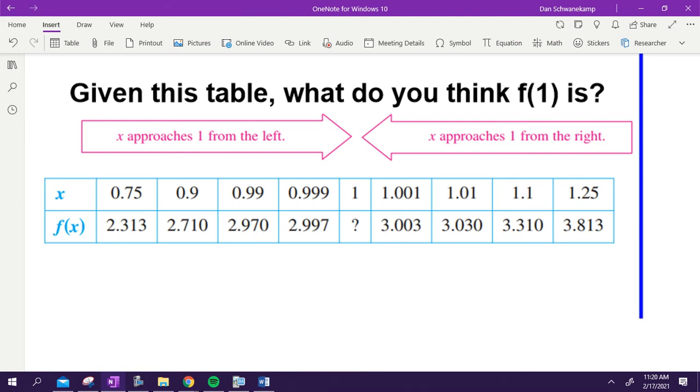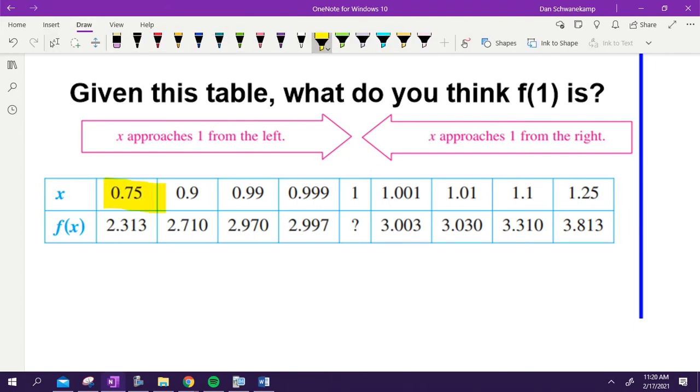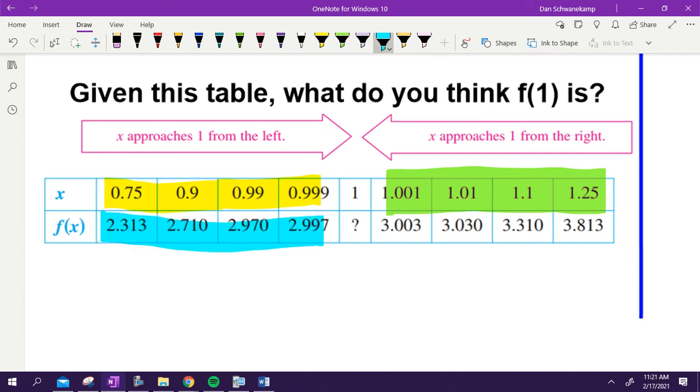So they gave you some different numbers here. They said, hey, your x values are 0.75, 0.9, 0.99, 0.999, or 1.25, 1.1, and so on. You're getting closer and closer to 1. Show me with your fingers, what do you think this missing number right here is going to be? What do you think it's going to be? We're getting a whole lot of 3s.